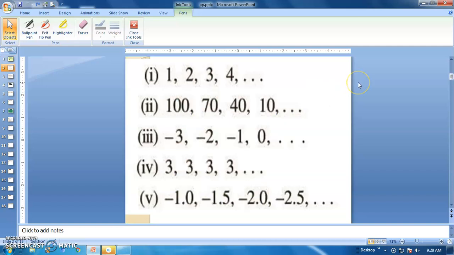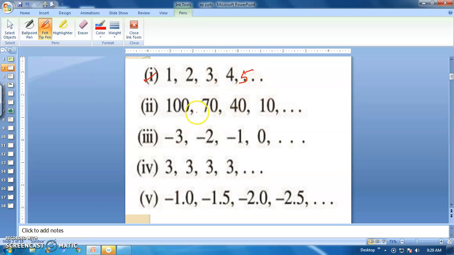So look at the series. Here some of the series are there. Okay, so totally 5 series are given here, right? 1, 2, 3, 4, 5 series. So is it possible to say the next number of all the 5 series? So here 1, 2, 3, 4, definitely the next number is nothing but 5.